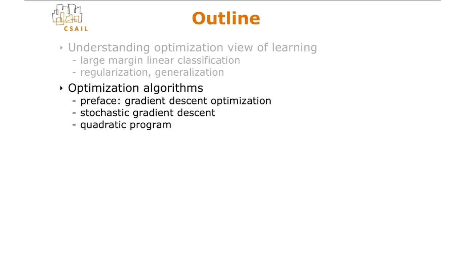So far, we've seen how to qualitatively understand the type of solutions that we get when we vary the regularization parameter and optimize with respect to theta and theta naught. Now we are going to talk about algorithms for finding those solutions.